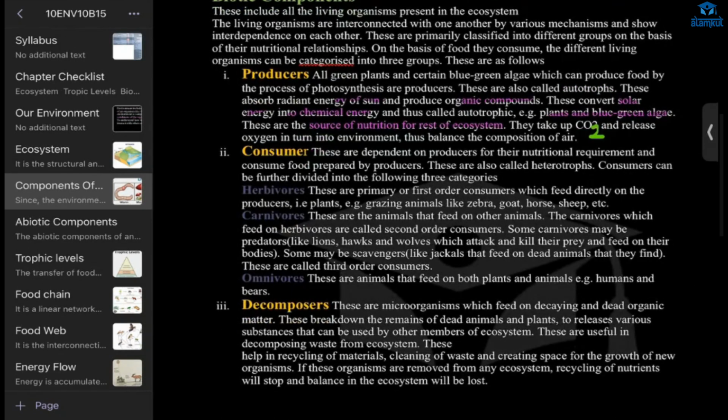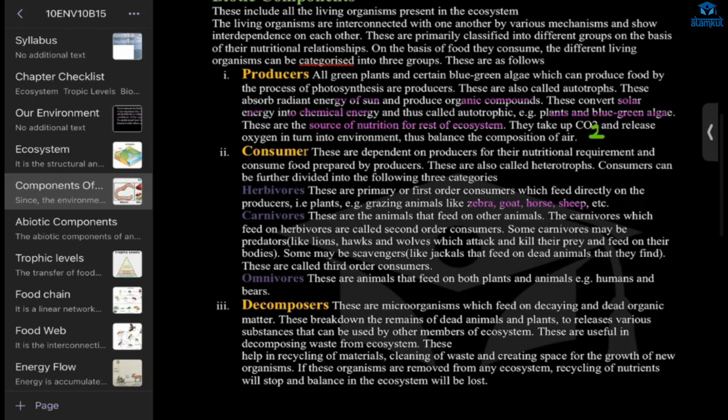Consumers, what are those? Consumers are organisms which depend on producers, and they consume food which is prepared by the producers. They are also called heterotrophs. And they are divided into three categories: herbivores, carnivores, and omnivores. Herbivores are first order consumers. They directly feed on the producer, that is plants. Examples: zebra, goat, horse, sheep.